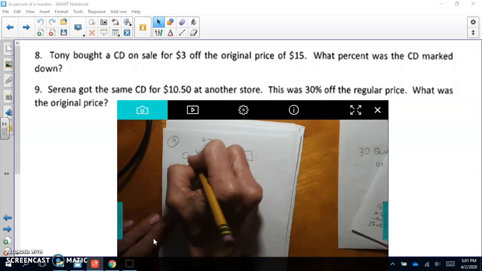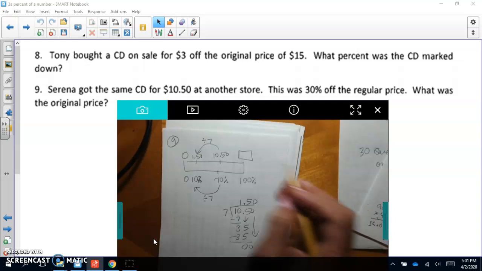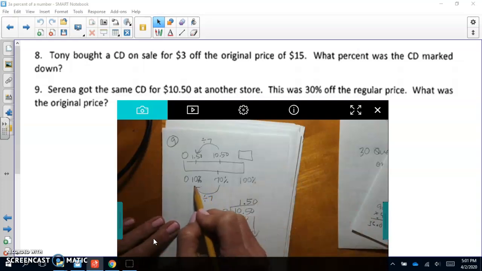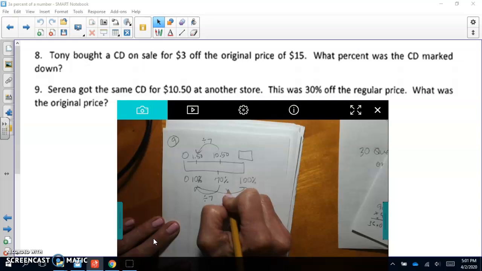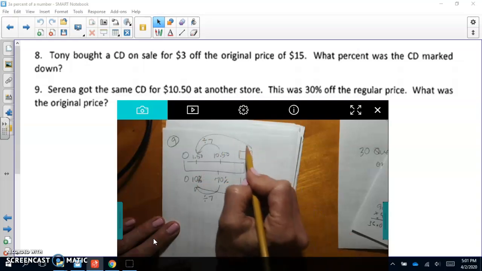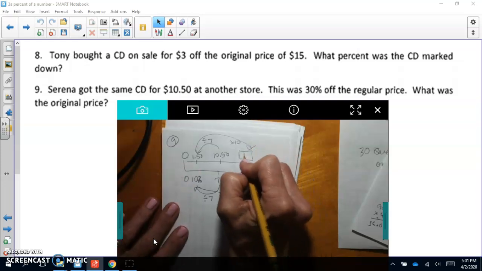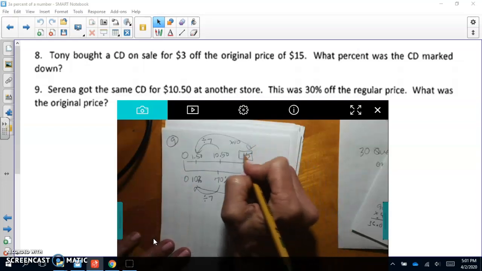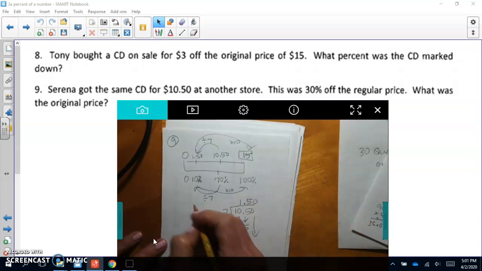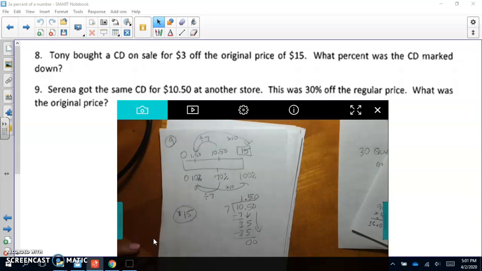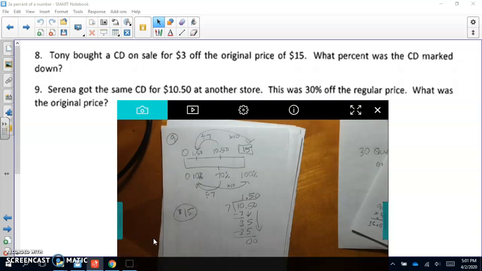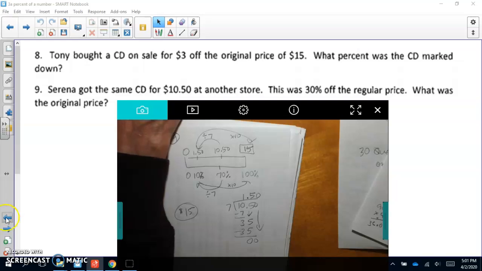So 10% is $1.50. So now we want to get from 10% to 100%. That means we're going to have to multiply times 10. 1.50 times 10 means move our decimal one place over, $15. So the original price was $15, which is how much Serena would have paid if she didn't have the 30% discount. Okay.